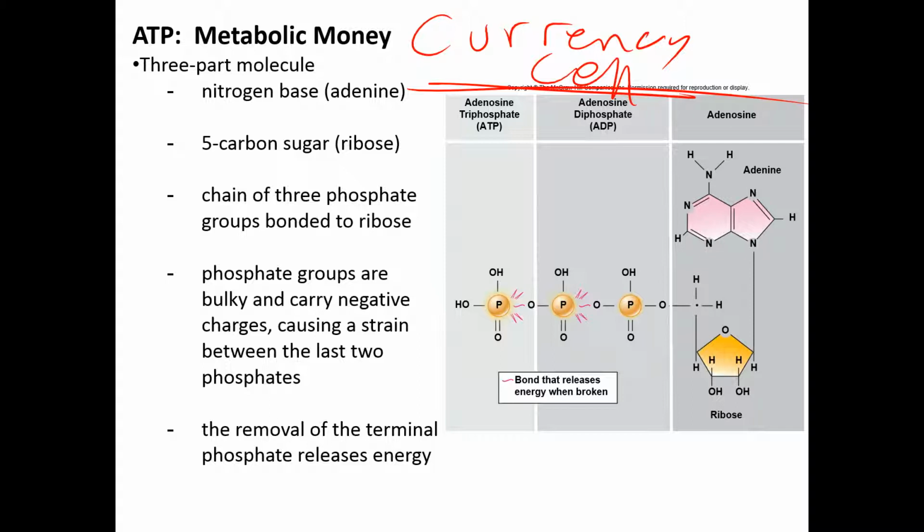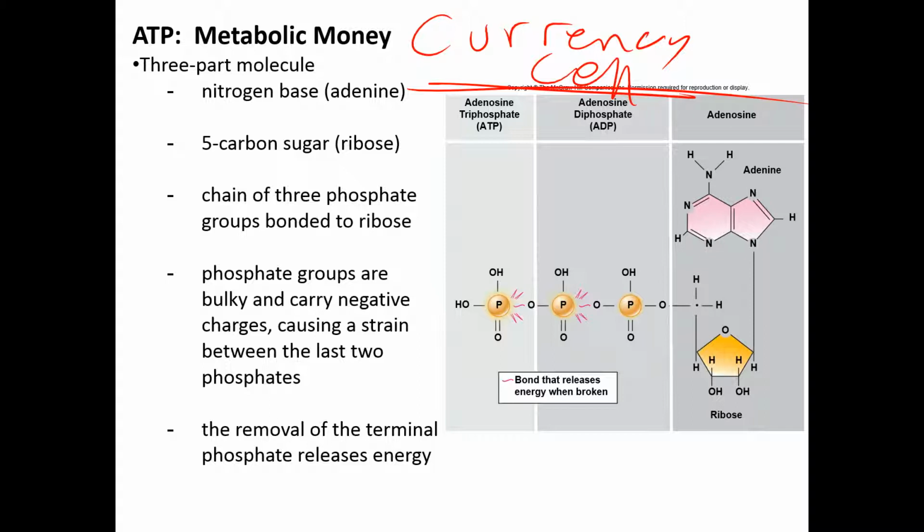Alright, so you should recall that ATP, you have adenosine triphosphate. Alright, so here, you have 3 phosphate groups.